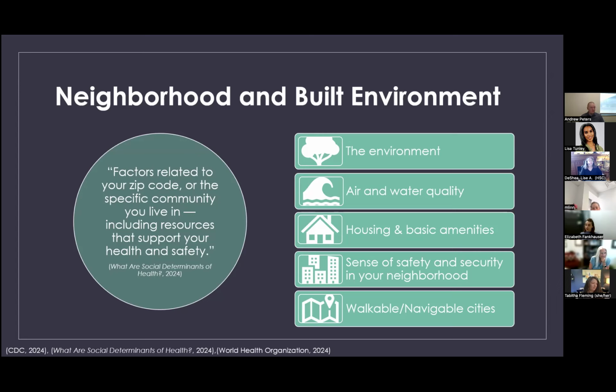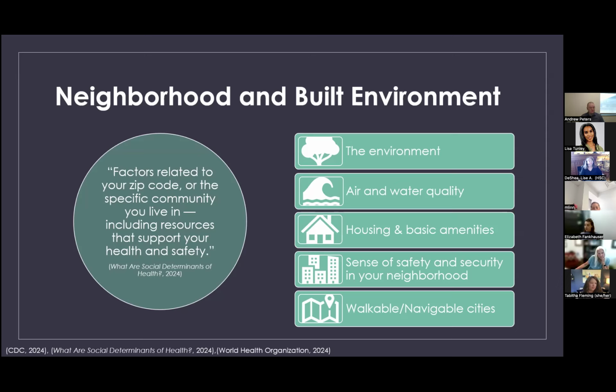Another part is your sense of safety and security in your neighborhood. If you don't feel safe, you are more likely to have more stress and also less likely to leave your house for fear of danger, and less likely to go out and get the health care that you might need. Last point in neighborhood and built environment is having walkable and navigable cities.